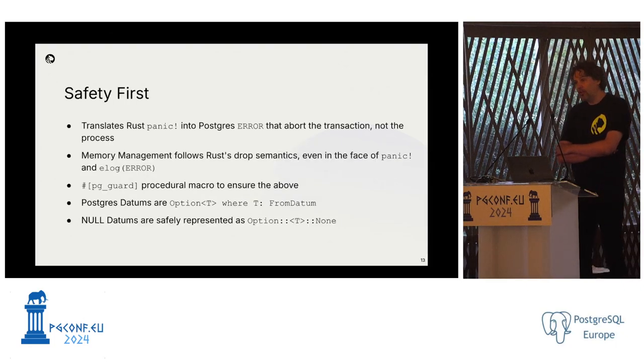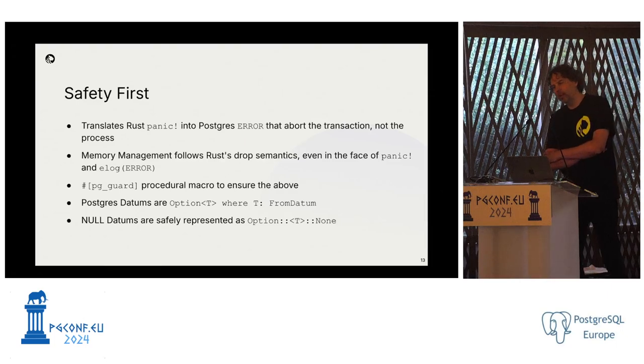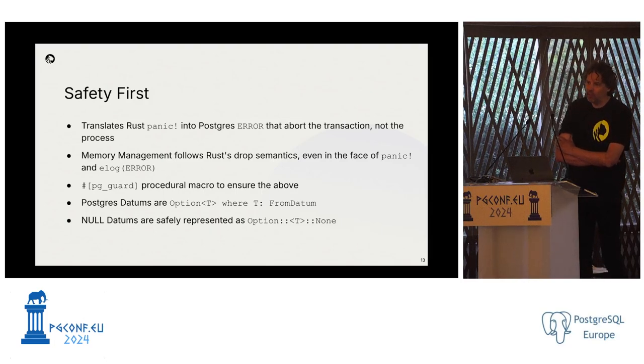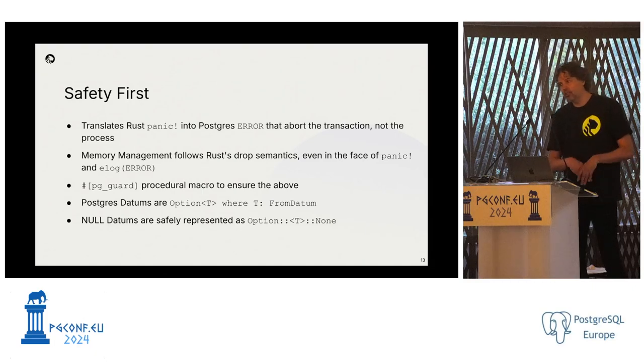Safety first is obviously a big thing. That's one of the reasons that this is written in Rust and not some other language. Interestingly, I saw there's a PGZX now, which is the same kind of thing in Zig, which optimizes for speed rather than safety. So we translate Rust panics into Postgres errors. So if something goes wrong in Rust, we're going to abort the transaction. We're not going to crash the database. The memory management follows Rust's drop semantics. So if there's an object and it's dropped, even if there's a panic or even if Postgres crashes, we're going to do the right thing before we bail out.